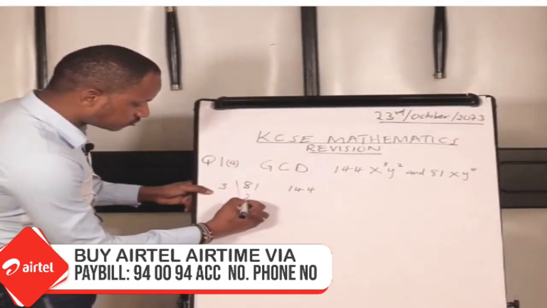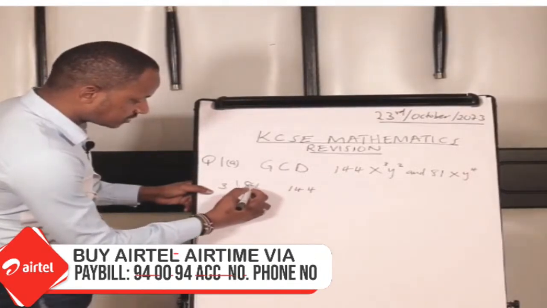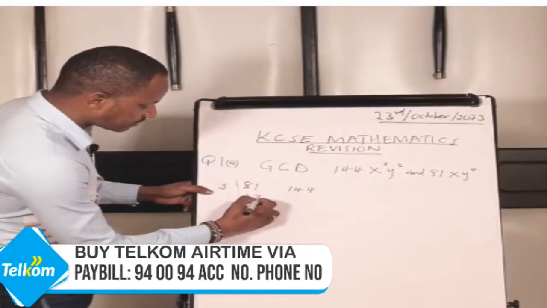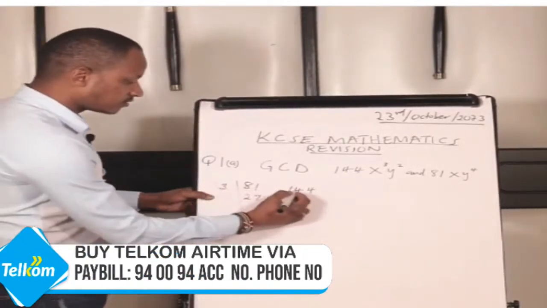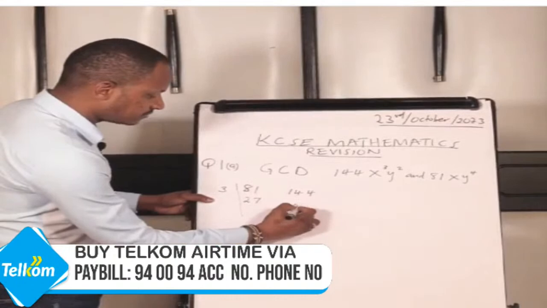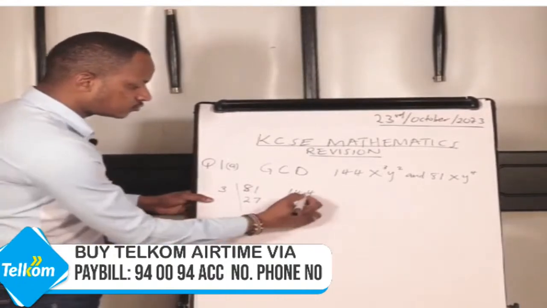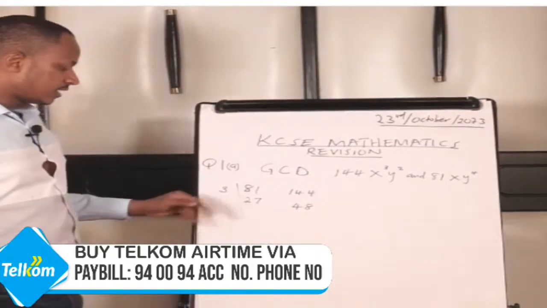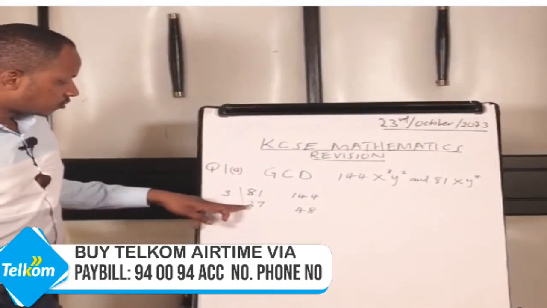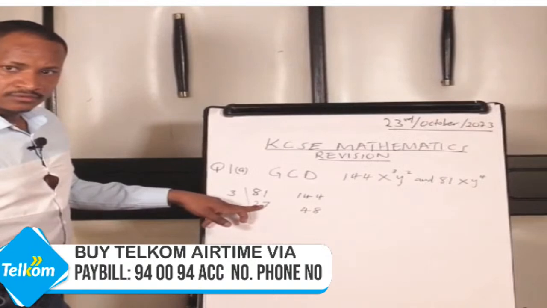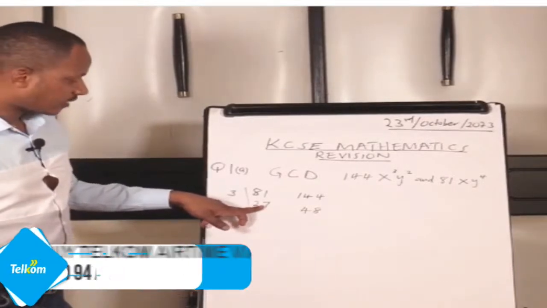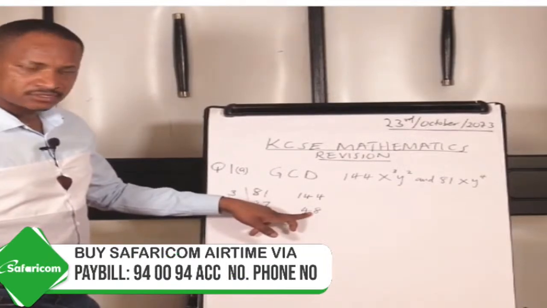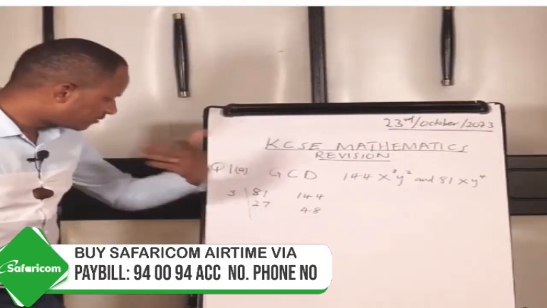3 can go into 8 2 times, which is 6, remainder 2, into 21, 7 times. Then 3 can go into 14, 4 times, which is 12, remainder 2, into 24, 8 times. Then again we try 2. 2 goes into 27, yes, 13 times remainder 1, but goes into 48, 24 times. But there is a remainder. So we go again to 3.